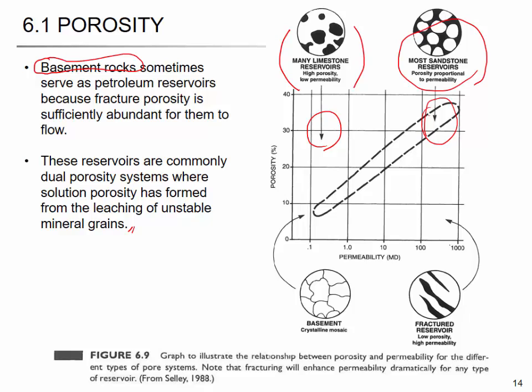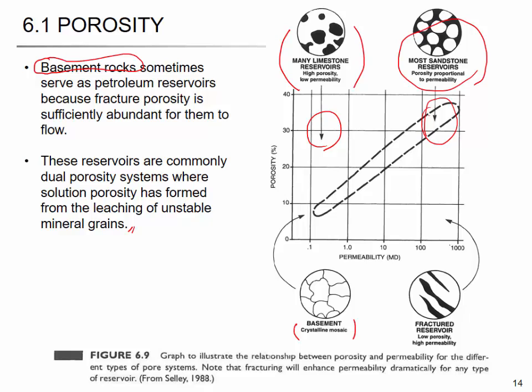And the basement, crystalline rock, igneous rock or metamorphic rock, has very low porosity. So because of the low porosity, it has very low permeability. In some cases, this basement rock can be fractured, highly fractured. So then you have a dual porosity system.